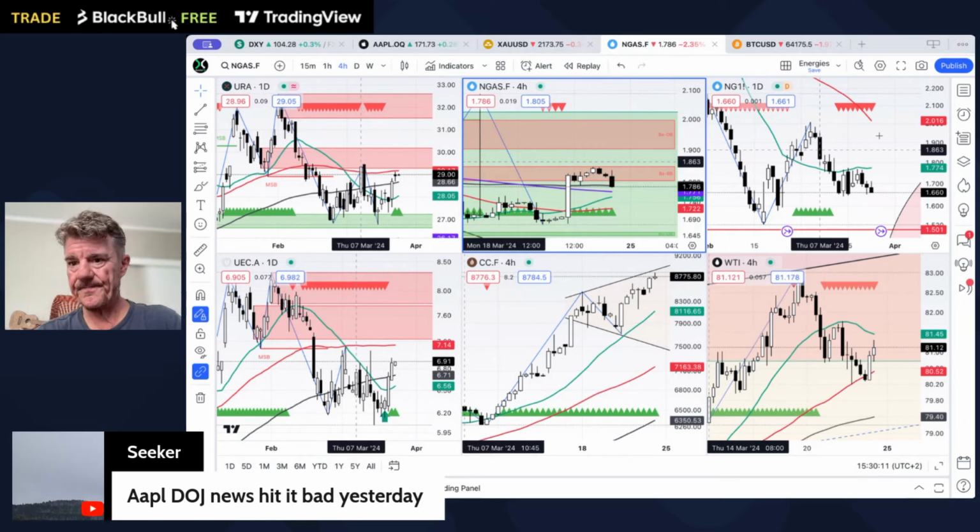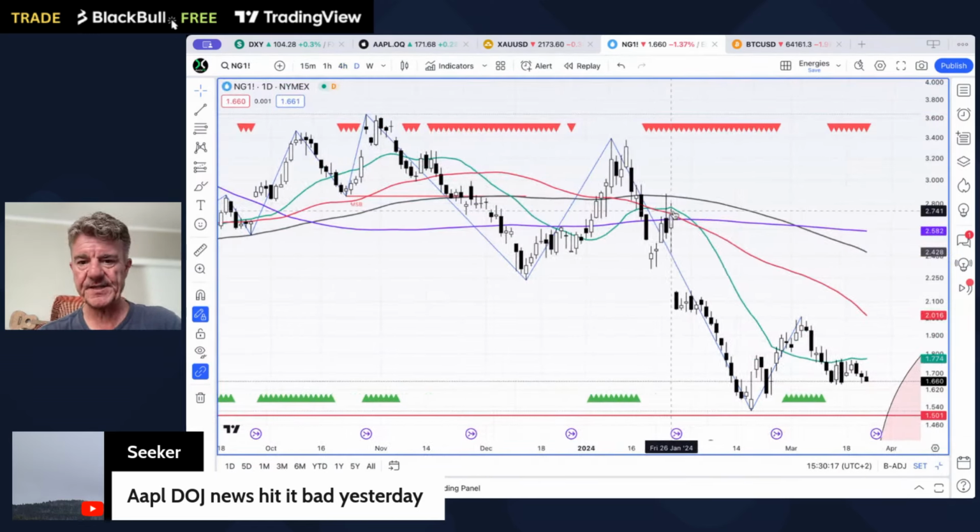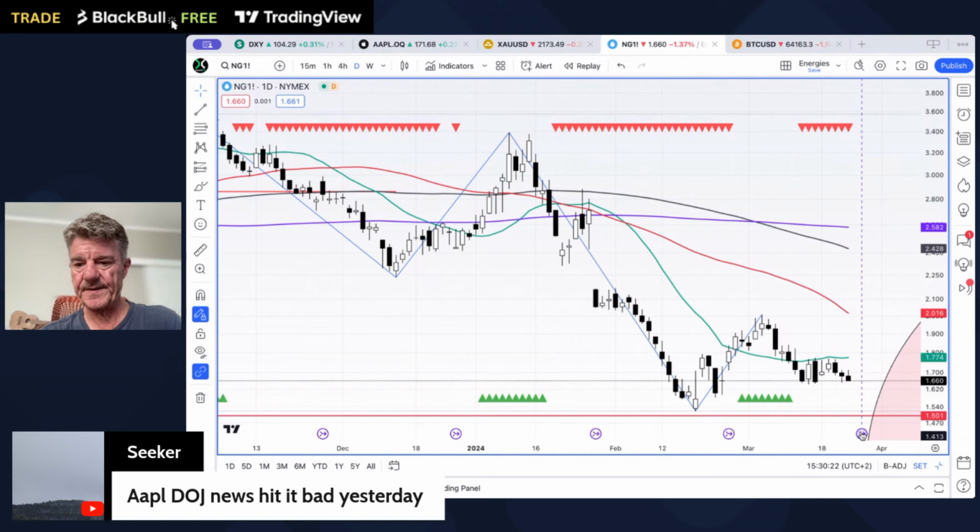On the Henry Hub, this chart here on the right at the top, this is the NYMEX Henry Hub price. This is still the previous contract. So let's have a look here. You can see the contract rolls over. Everything's gone a bit slow.